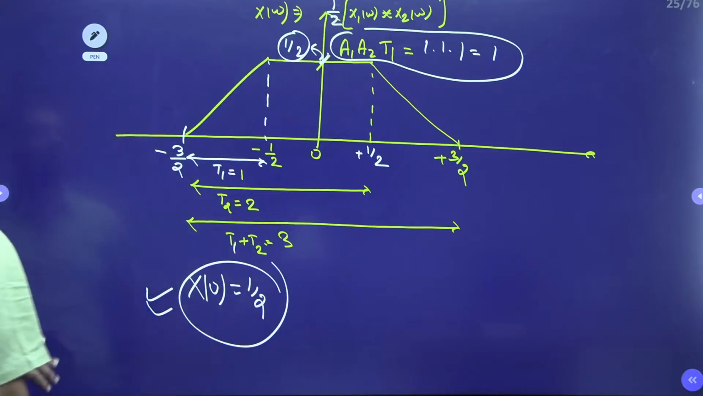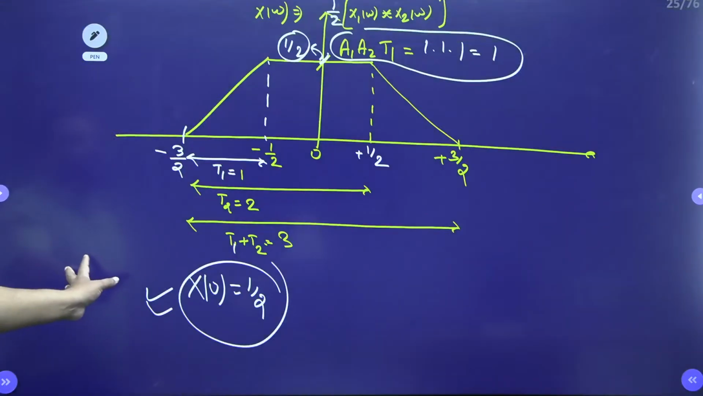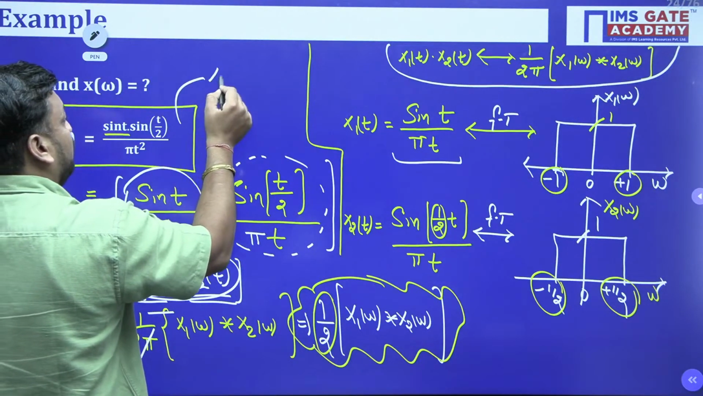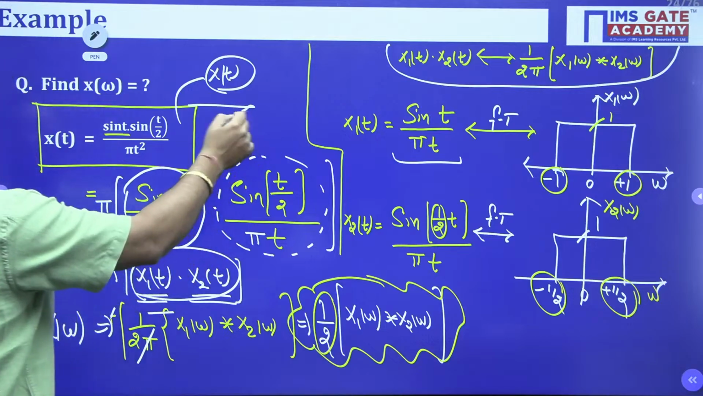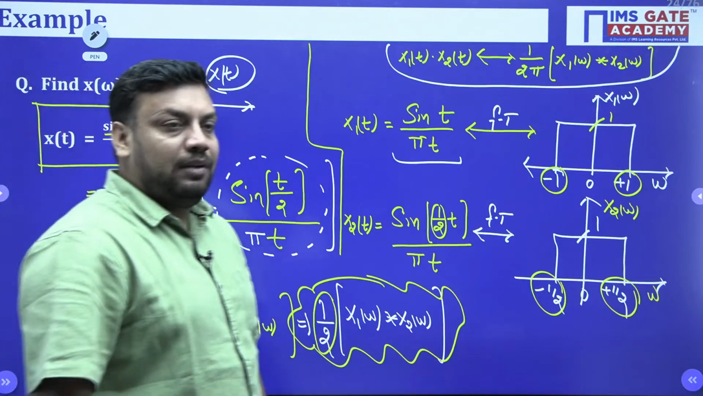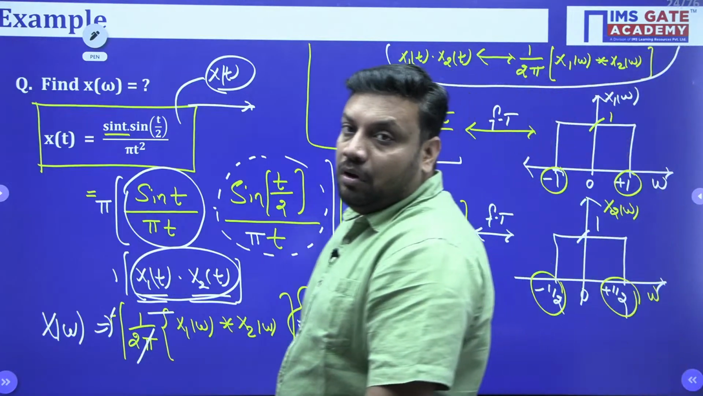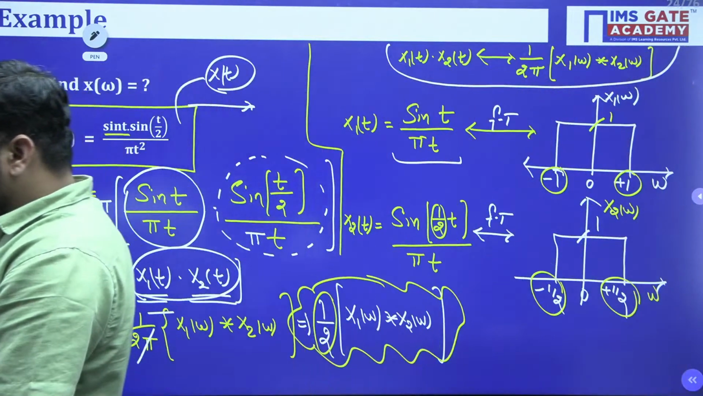Yes or no? So this is your final curve. If this is the continuous time signal x of t, then X omega will contain a trapezoidal pulse, starting from minus 3 by 2, ending at plus 3 by 2, and the magnitude will be plus half.